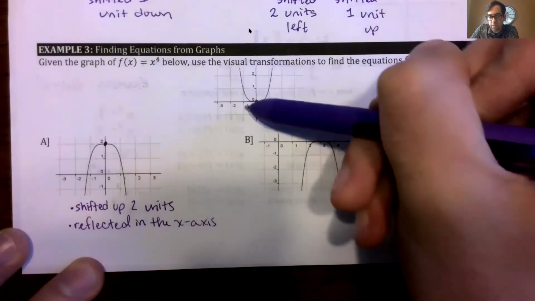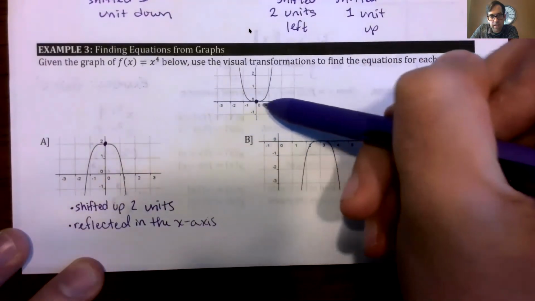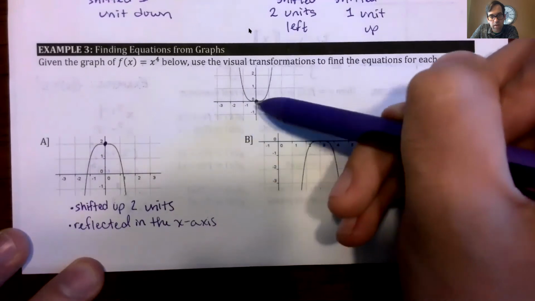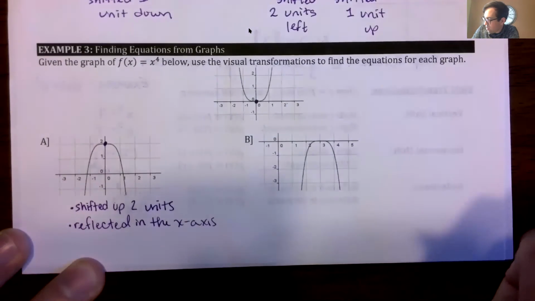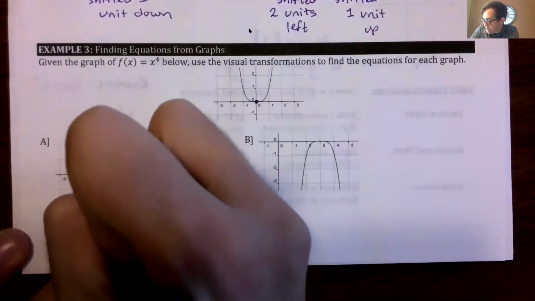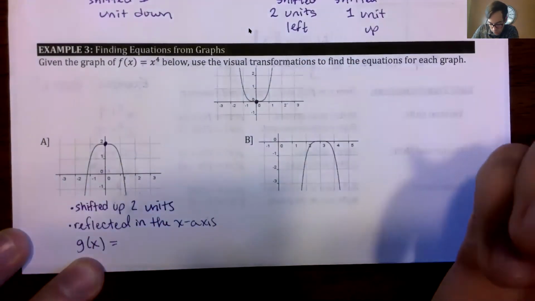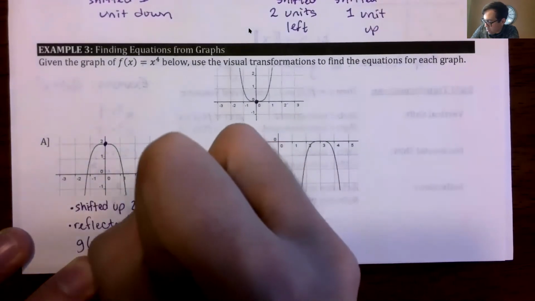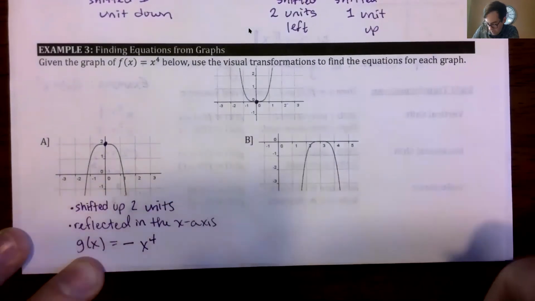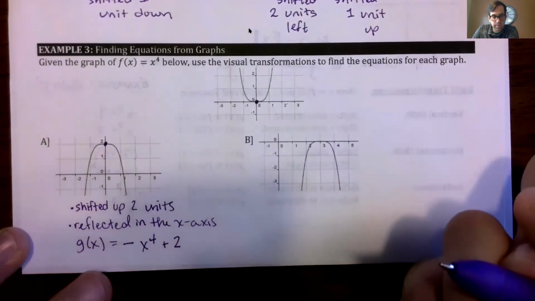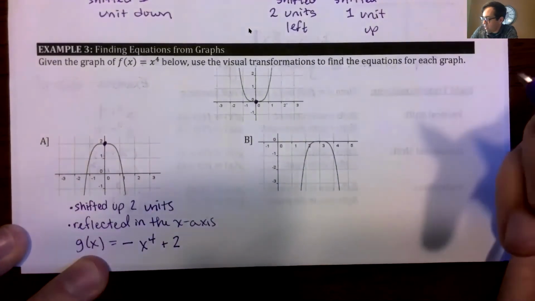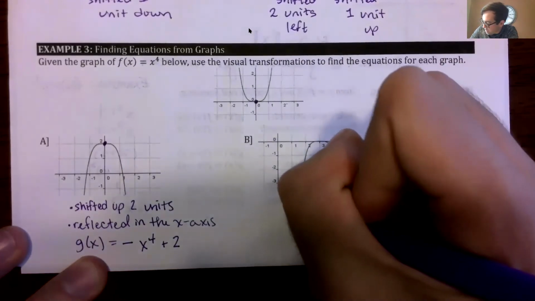As you can see, instead of curving up, think of this as the x-axis. We reflected over it, so now we're curving down, and then we shifted up 2 units. So that graph, I'm just going to call it g of x. If the initial was x to the 4th, we have to reflect, so it's a negative x to the 4th. And then we have to go up 2, so it's +2 after. Okay?